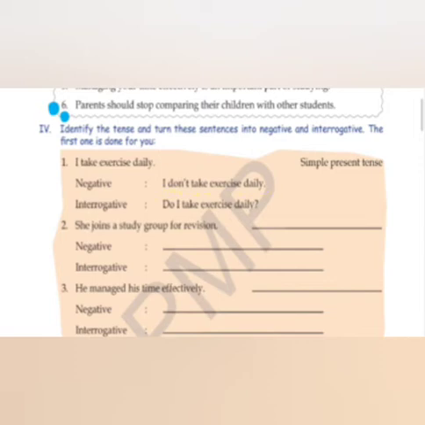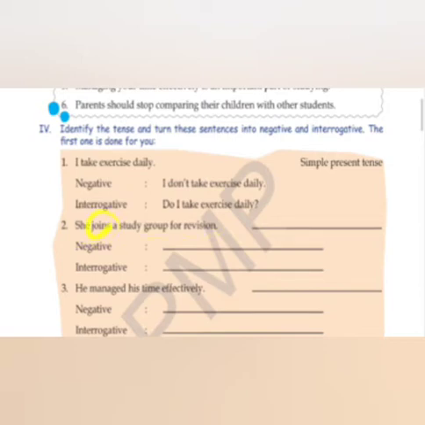Then how to convert it into interrogative? What we have to do, we start with helping verb. So what is helping verb in simple present tense? That is do. So its interrogative will be like this. Do I take exercise daily? Now number 2 is she joins a study group for revision.